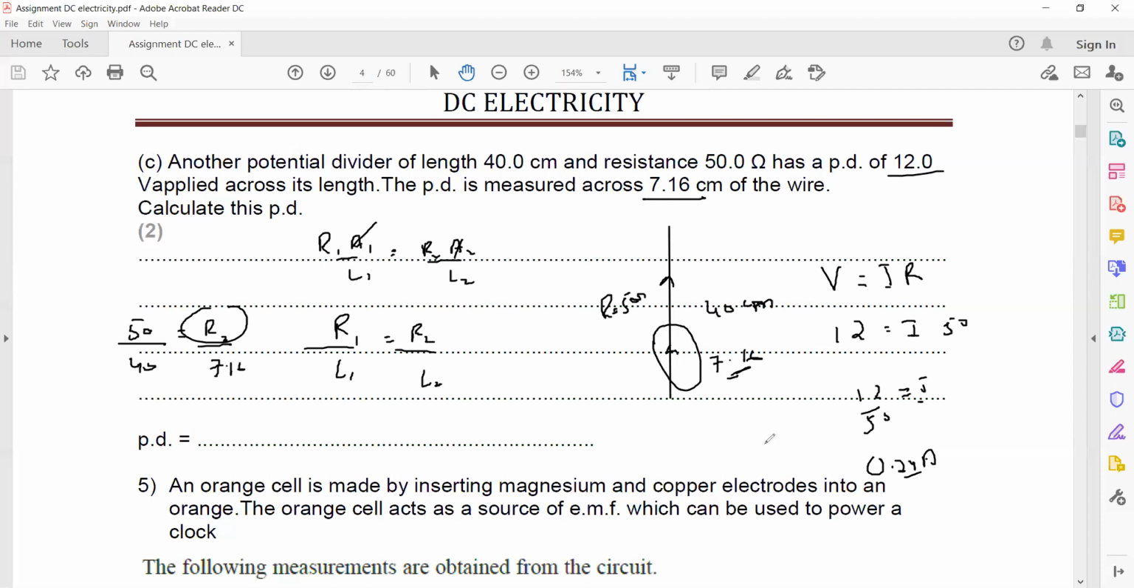Or there is also another method. The voltage divider method can also be used because the ratio of the length and the ratio of the voltage or ratio of the resistance will be the same. So instead of R1 over L1 and R2 over L2, I can say V1 over L1 equals V2 over L2, because the component which will have greater resistance will have more voltage across it. Is it clear this part?